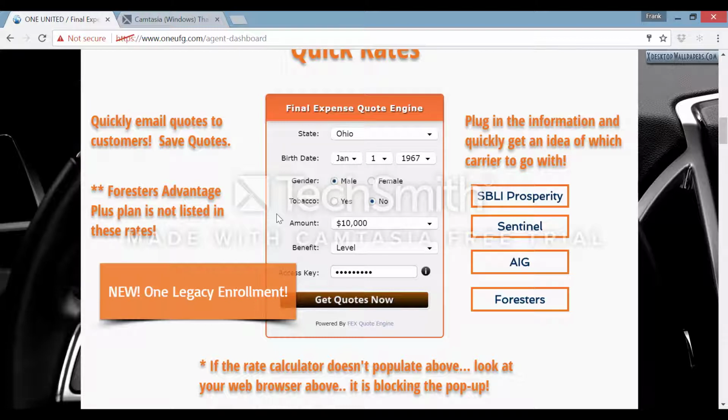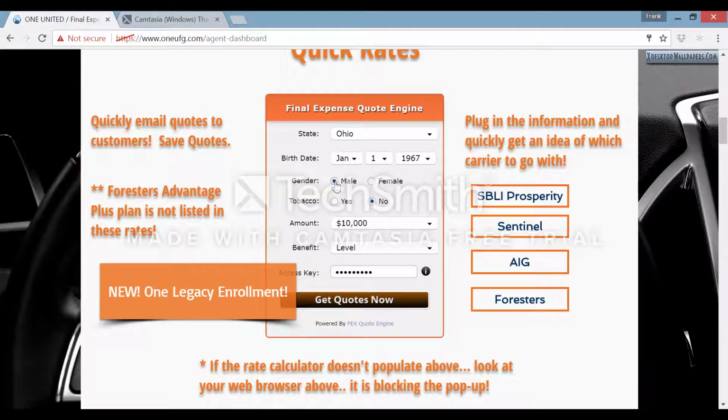For example, Foresters, you have to have $25,000 minimal to pull up their rates if you're under 50 years old. So I'm going to show you what that looks like. So you put in whatever state they're in. We're going to go ahead and use Ohio. We're going to keep everything the same here for this gentleman.